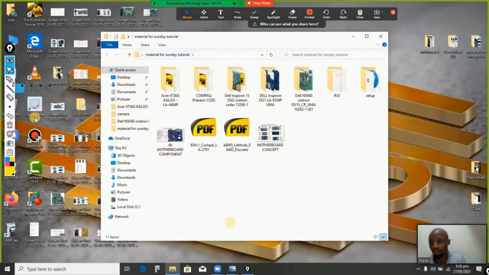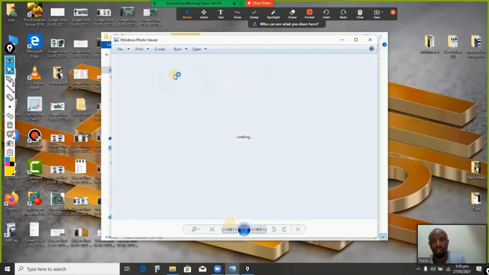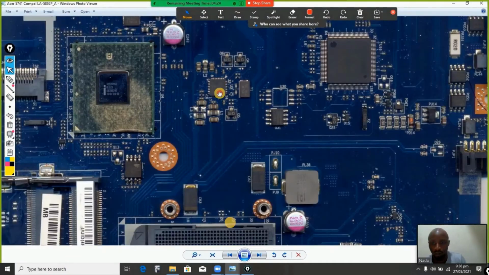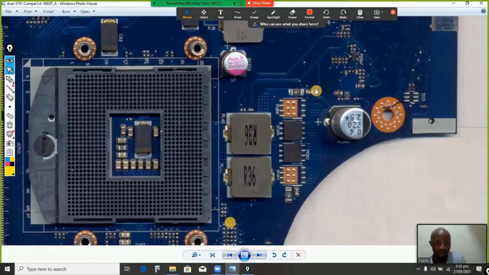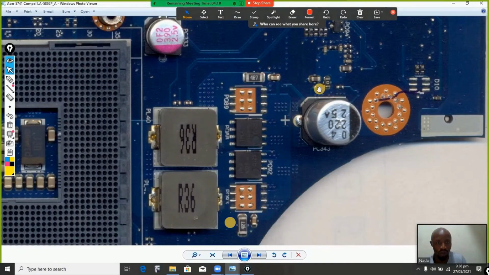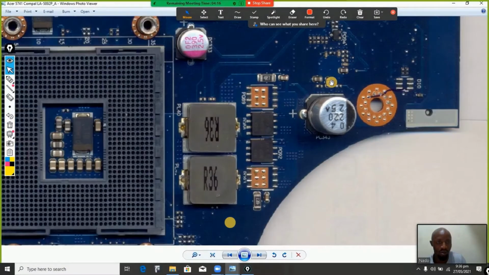Okay. I want to open another motherboard. I have one motherboard here that is very clear. The picture is an HD image, so anything I open is always clearer. Let me go for another resistor on another motherboard. This is another resistor here. You can see all these black ones here, they are resistors.